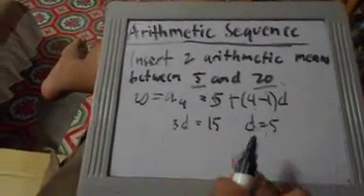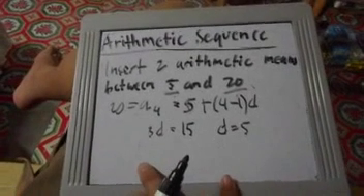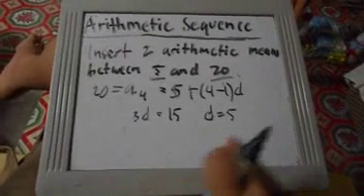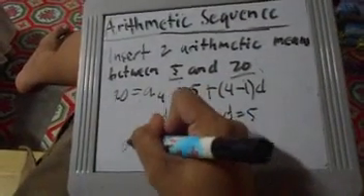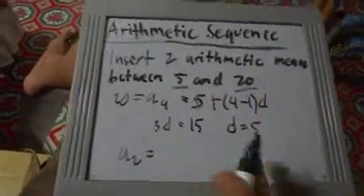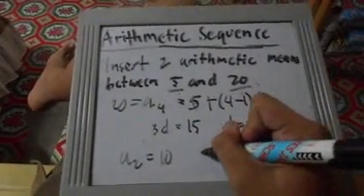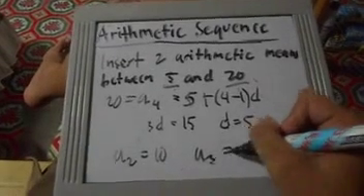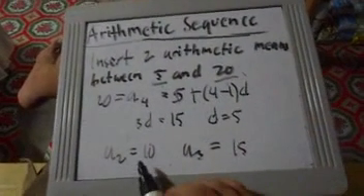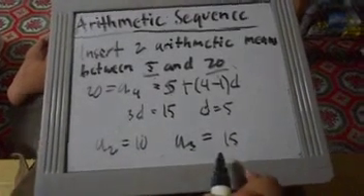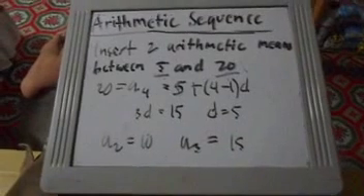Since we know that the common difference is 5, we can simply find the second term by adding the common difference d to the first term, and find the third term by simply adding the common difference to the second term. Therefore, our second term will become 5 plus 5, which is 10, and our third term will become 10 plus 5 equals 15. Therefore, 10 and 15 are the arithmetic means of 5 and 20.